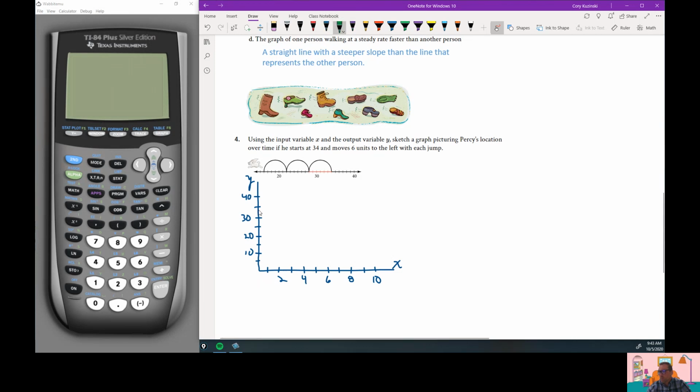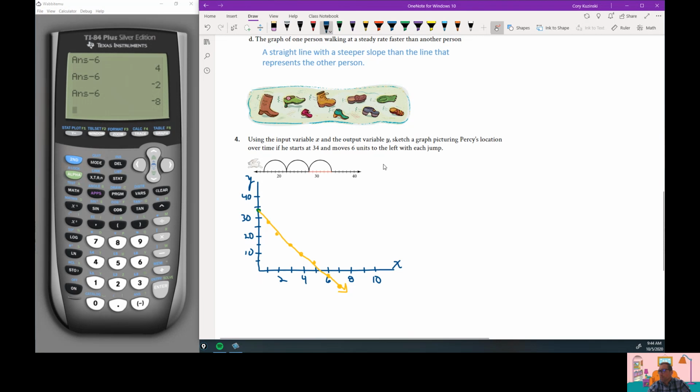All right, so he's starting at 34, which is right about there at 0 jumps. 1 jump later, let's use a recursive rule here. Let's go 34, that's our start, minus 6. So he's going to be at 28, which is right about there. 2 jumps, 22. 3 jumps, 16. Then 10 after 4 jumps. And then 4 after 5 jumps. And then -2 after 6 jumps. And -8 after 7 jumps. So something like that will get the job done.